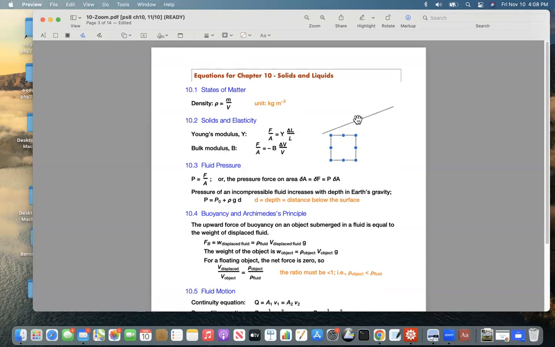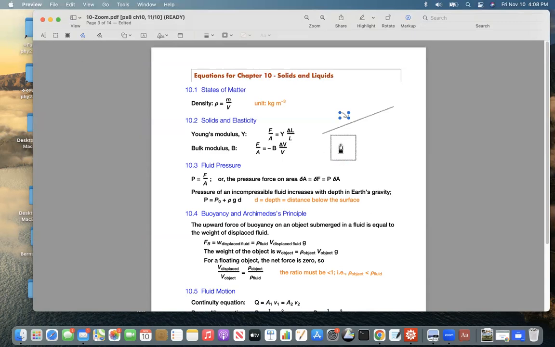And the amount that the material will stretch due to a force F is given by this relationship. It's an approximate relationship, but for any material, there's an appropriate value of Y, Young's modulus.